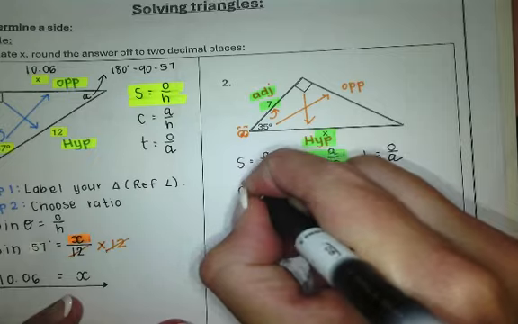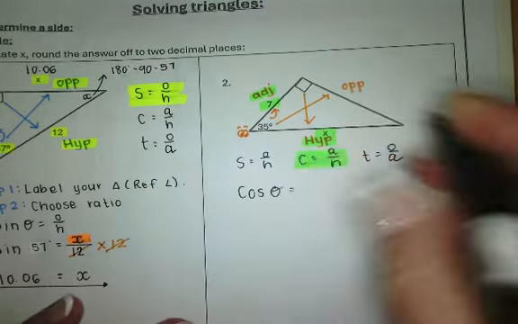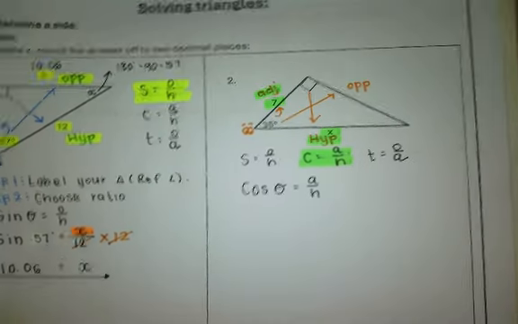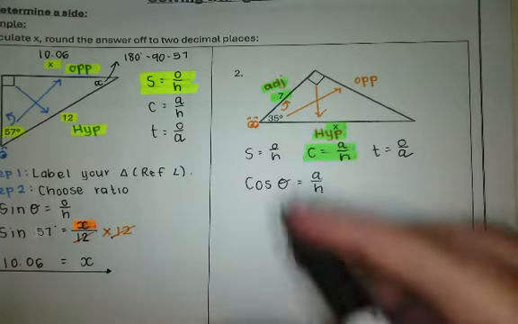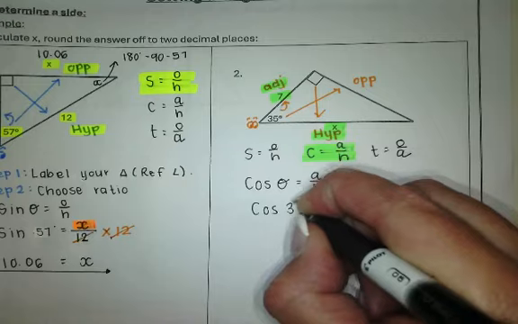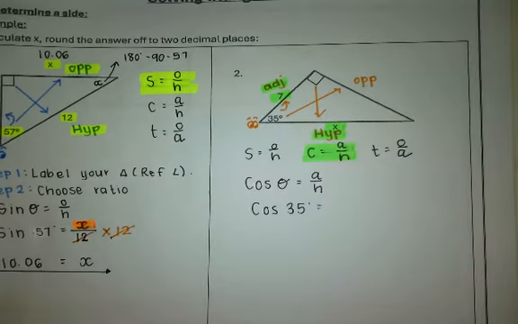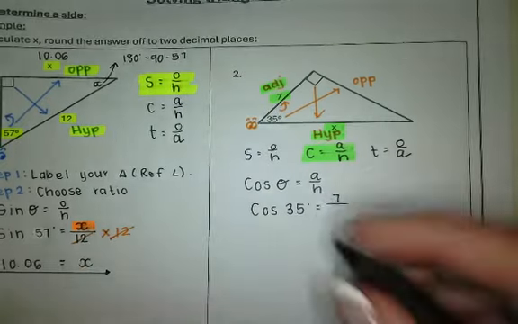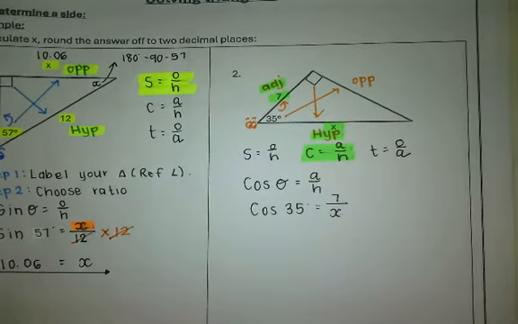Right, so cos theta is equal to adjacent over hypotenuse. Do we have the size of our reference angle? Yes, it's going to be cos 35 degrees. The length of our adjacent side is 7, and the length of our hypotenuse is x.